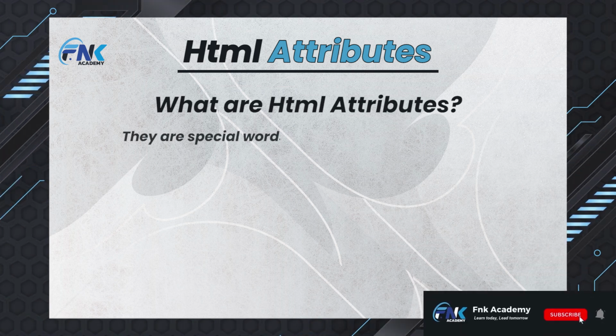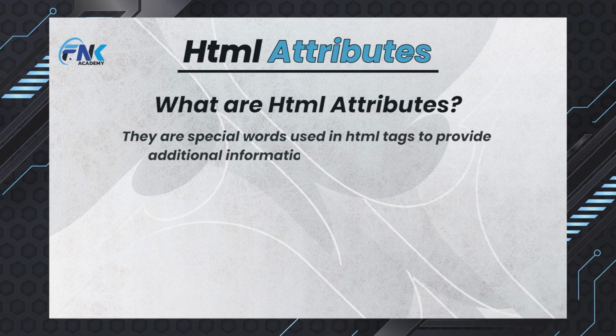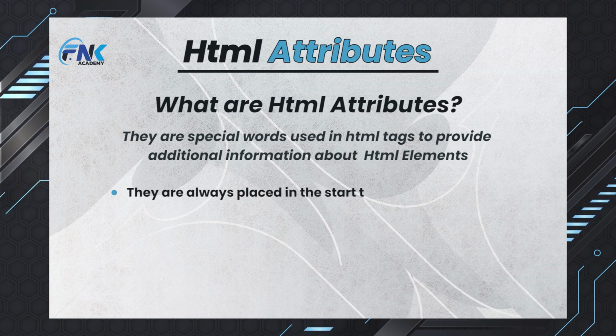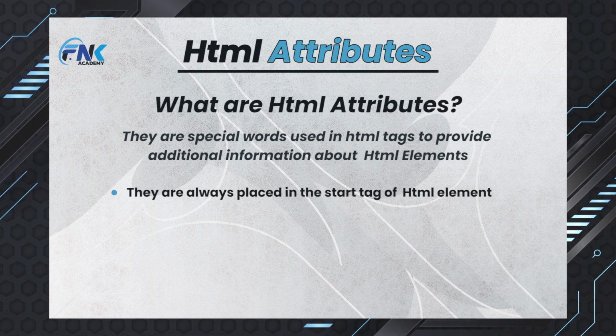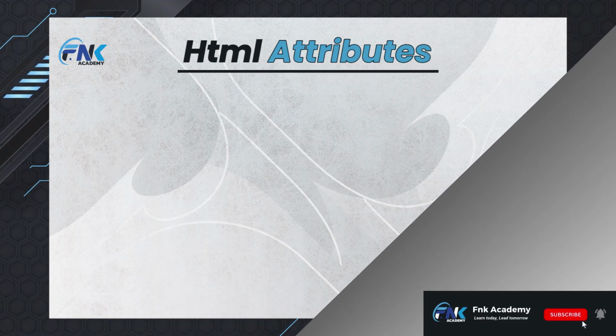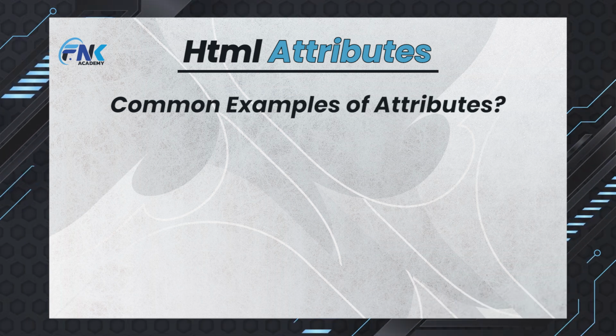HTML attributes are special words used in HTML tags to provide additional information about HTML elements. They are always placed at the start tag of an HTML element. Another thing to note is that they come in name-value pairs. The following are examples of the commonly used HTML attributes.